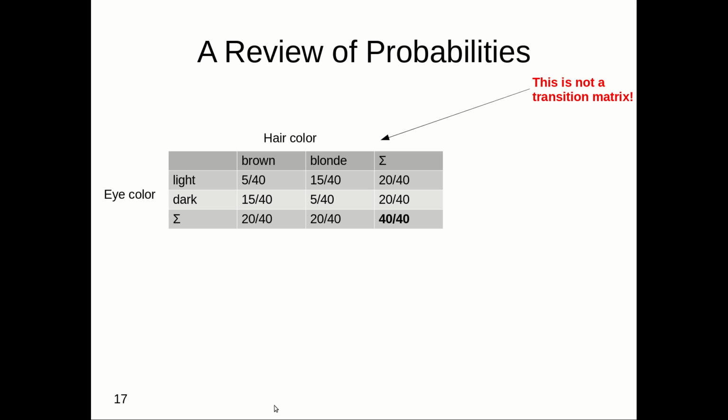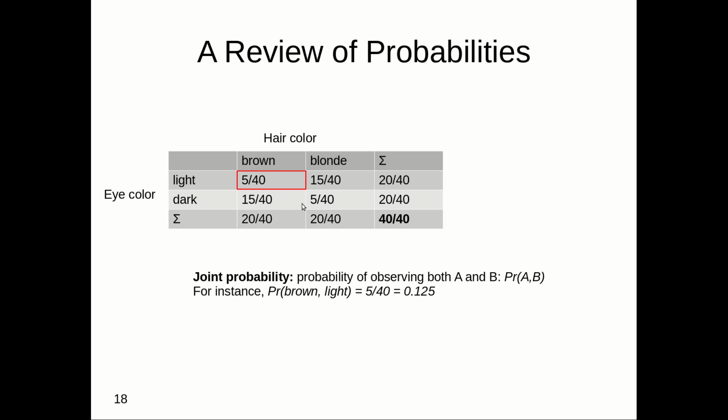The review of probabilities, I already did it for the lecture on MCMC methods, so I'll go through this again. This is just like a statistical sample. This is not a transition matrix, right? This is just some sort of histogram, if you want.